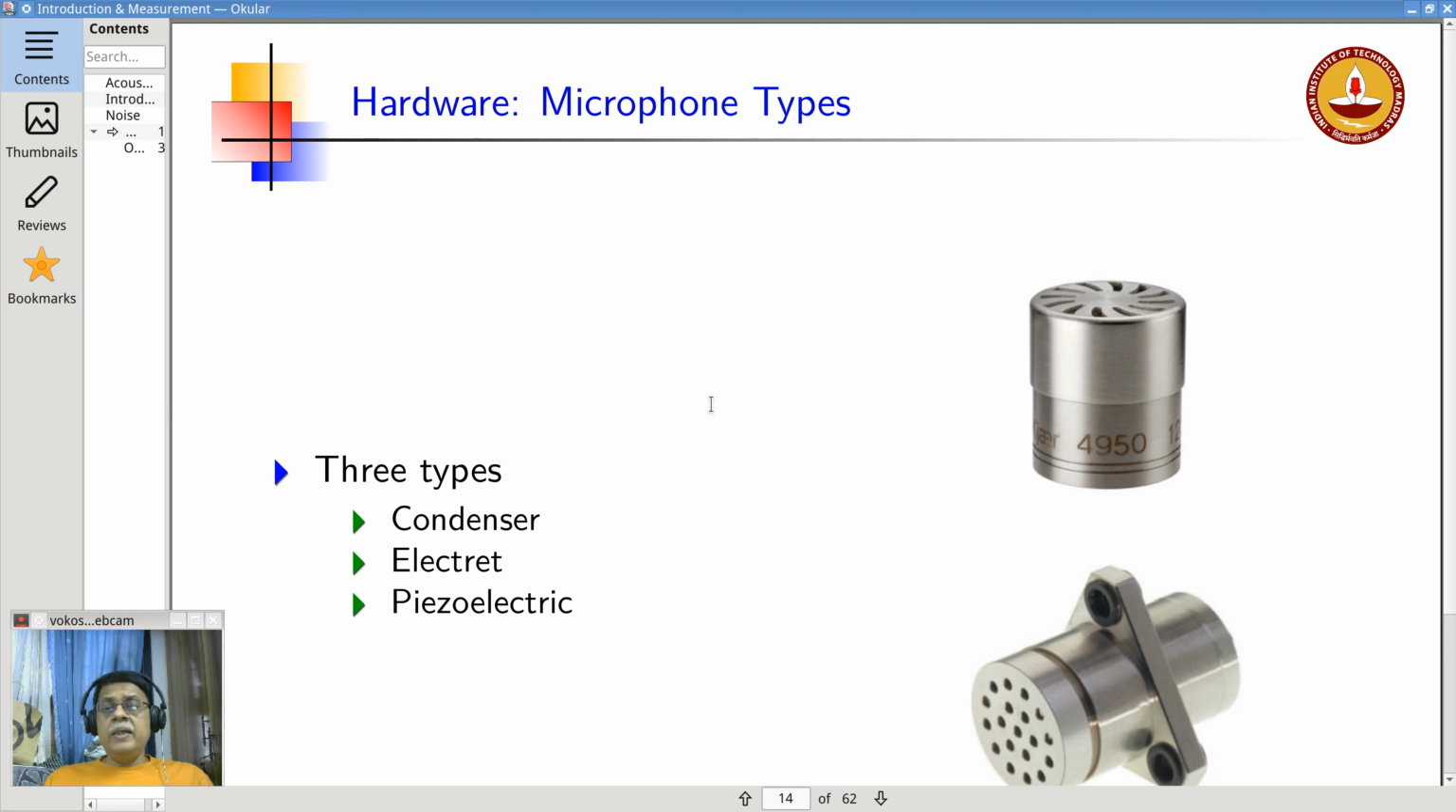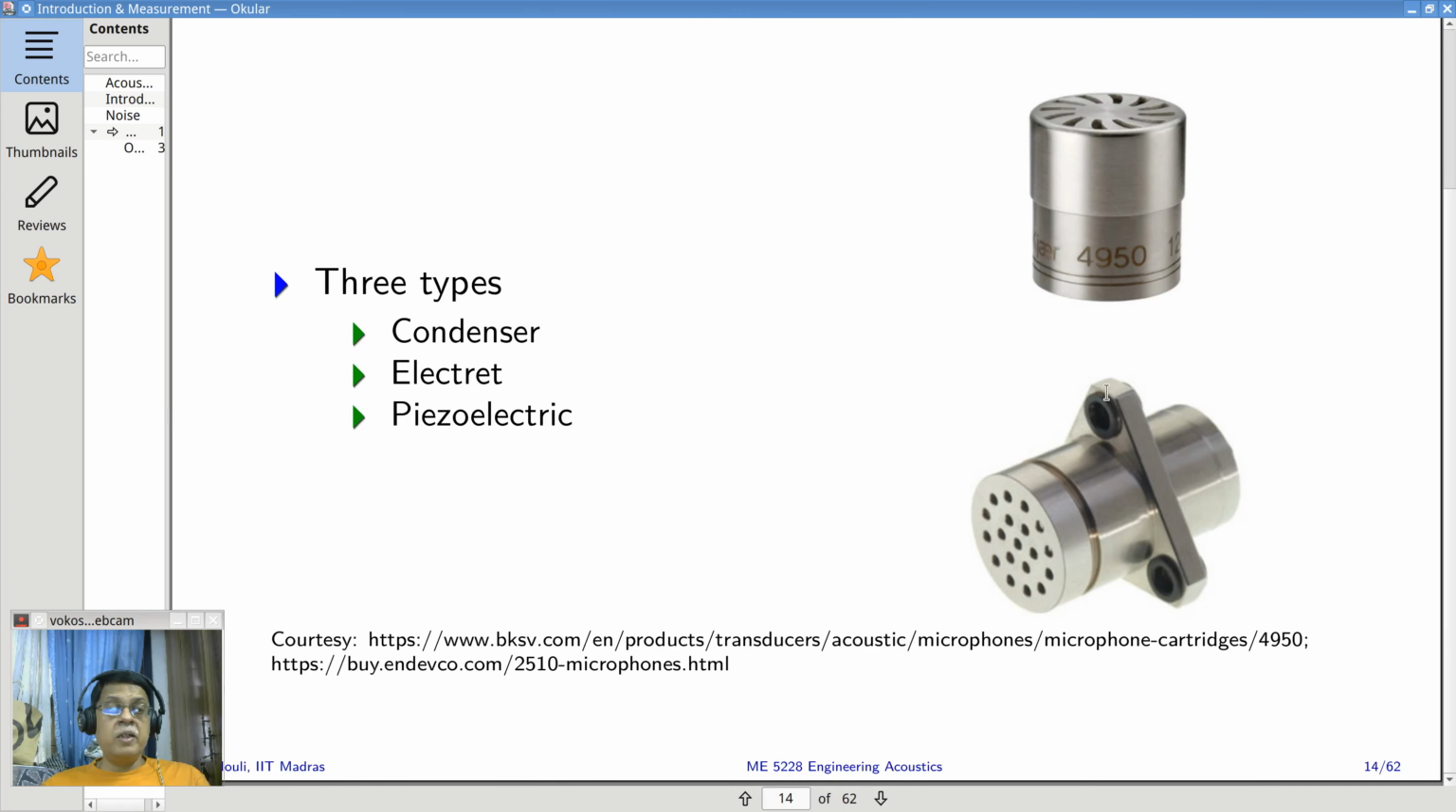And there are basically 3 types of microphones. What is shown here is a condenser microphone, and it can also be an electret microphone. The bottom one is a piezo microphone. The condenser microphone is the most widely used, and today electret microphones are widely used for acoustic measurements, high fidelity acoustic measurements.